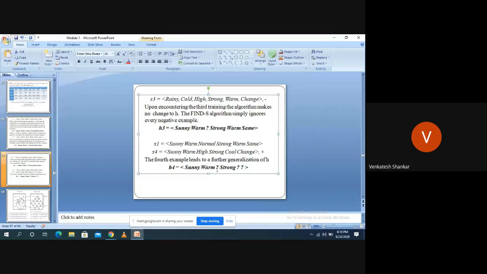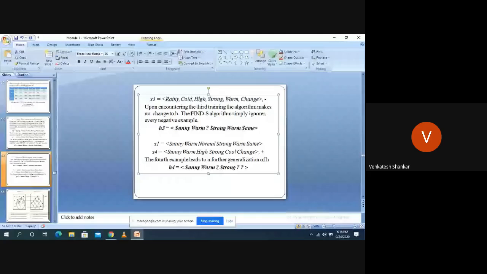Next, strong is there. So I'll write as it is, because in both the instances, x1 and x4, they have the same values. So I'll mention as it is. Here warm, cool is there. So both the values are different. That's why I mentioned the question mark. Question mark indicates what? The general hypothesis. Same values indicate the specific hypothesis, and a change is there, so we write the question mark.